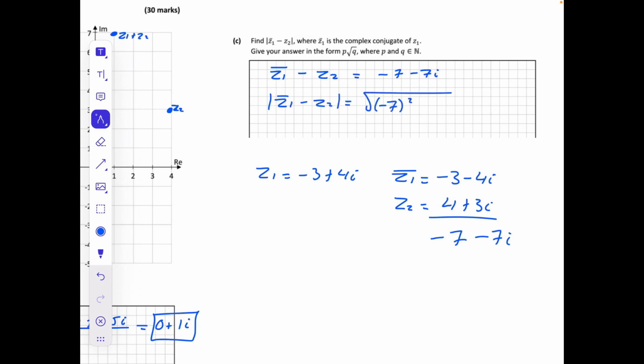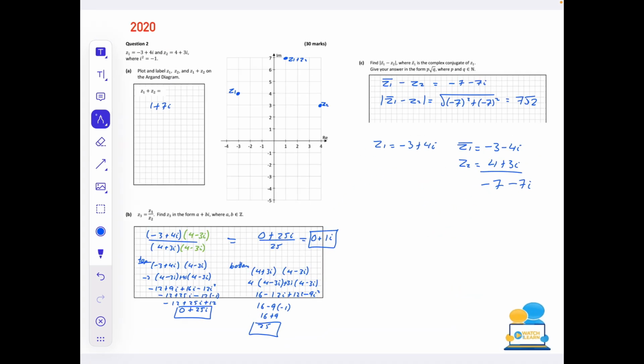Now I can find the modulus of that. So that'll be the square root of minus 7 squared plus minus 7 squared. It said to leave my answer in the form p root q, so something with a square root. So my calculator, if I'm right, should give it out to me in that form, which it does. So it's 7 square root 2.